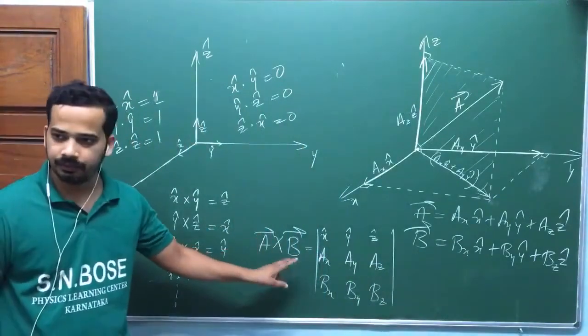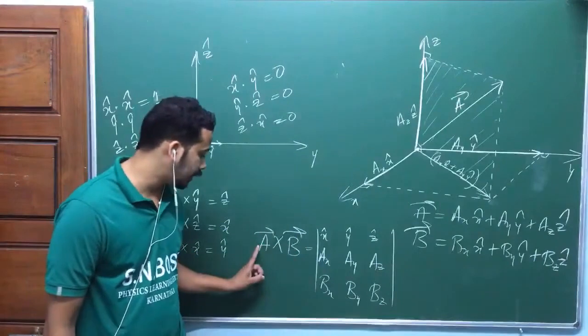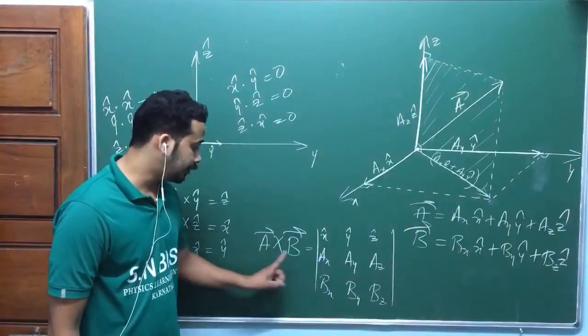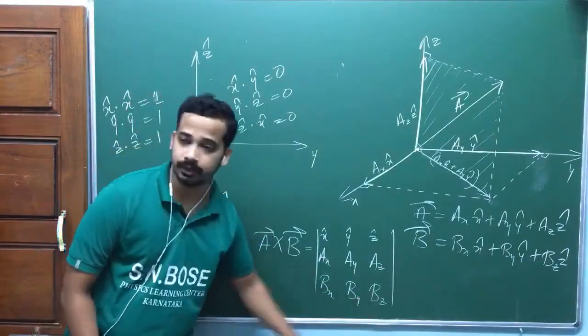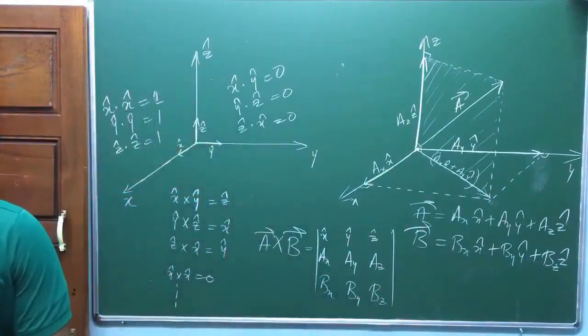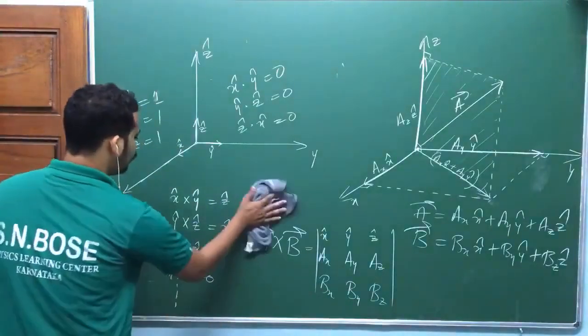This is A cross B. If you want to write B cross A, just exchange these two. It should be in that order: components of this should be in here, components of this should be here. Be careful. Is that okay?